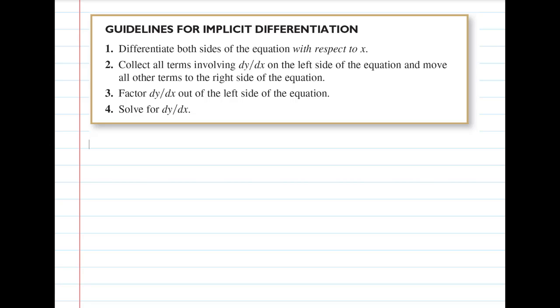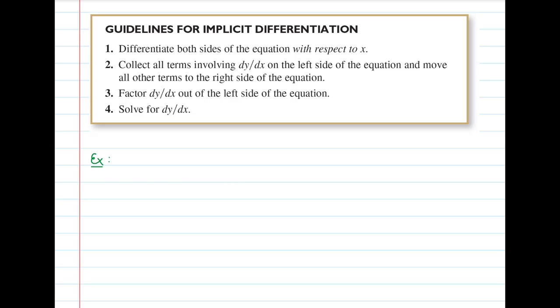So once we've differentiated both sides implicitly, we're going to have to use the chain rule every time we differentiate a term that has the variable y in it. Because y is a function of x, we're going to apply the chain rule, and we're going to get that dy/dx every time we encounter a term like that. Number 3 is factor dy/dx out on the left side of the equation, and then we'll solve for dy/dx in step 4. We'll finish that way.